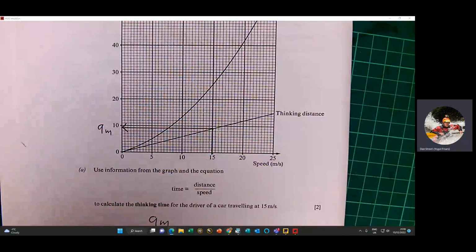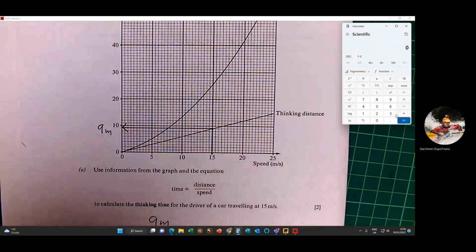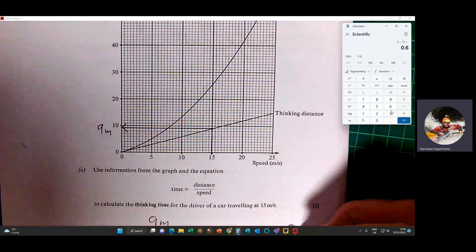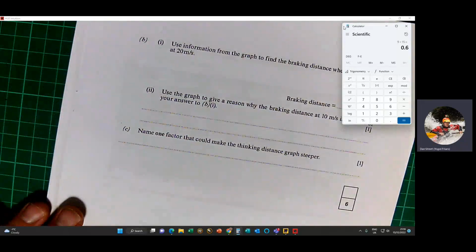Okay, and if we use our calculator to ensure we get the right answer, 9 divided by 15, 0.6 seconds. Okay, so we now move on to the next part of the question.